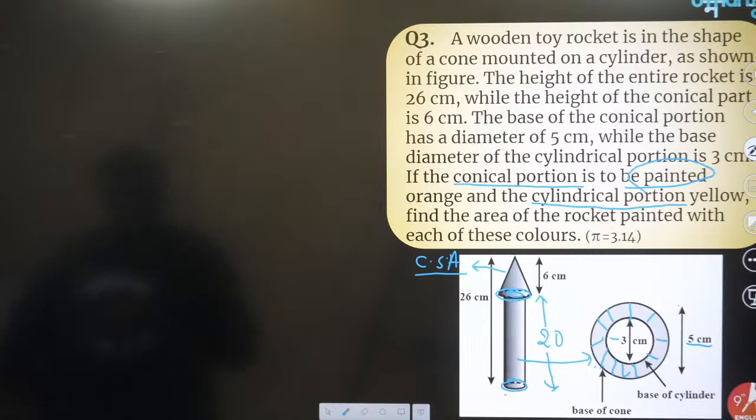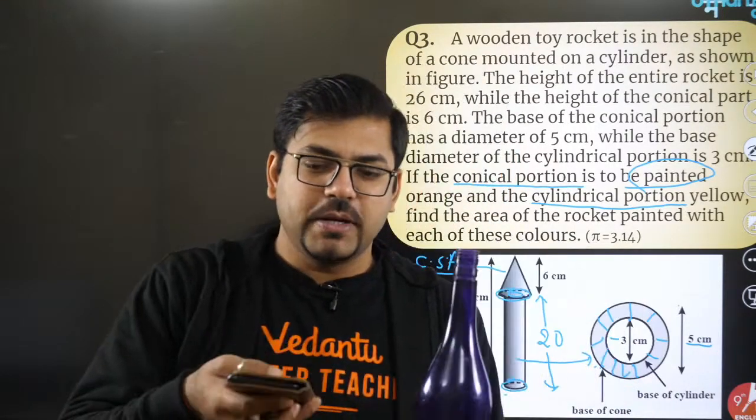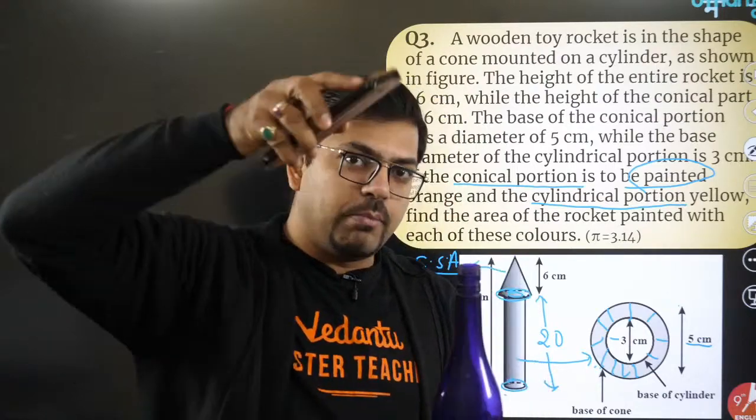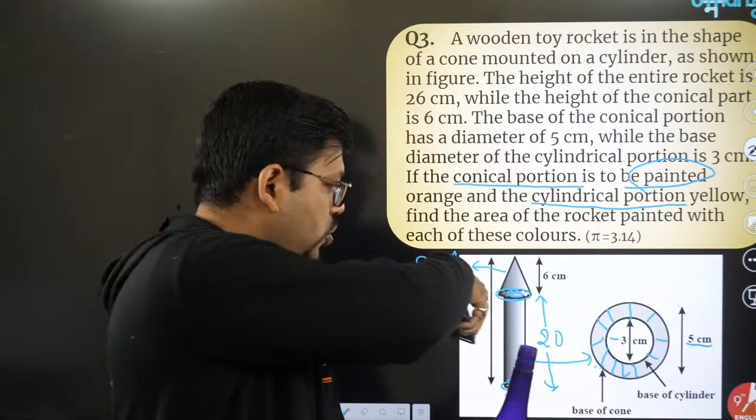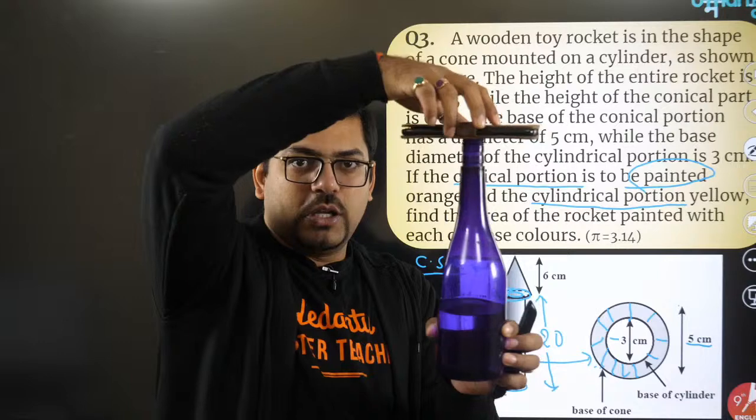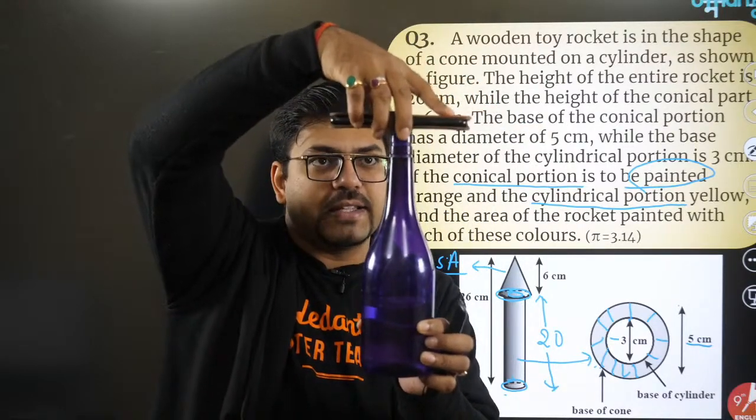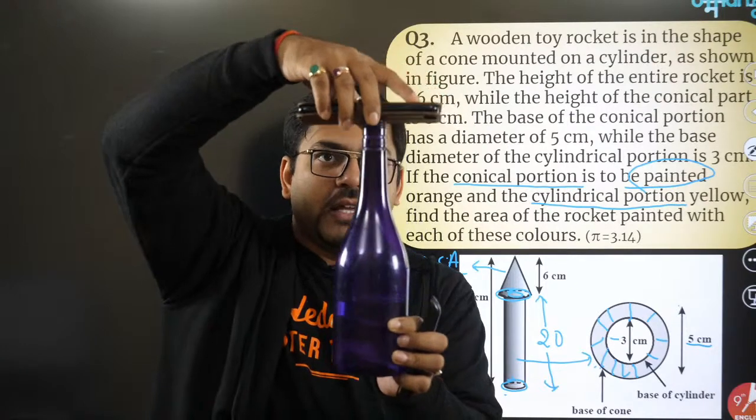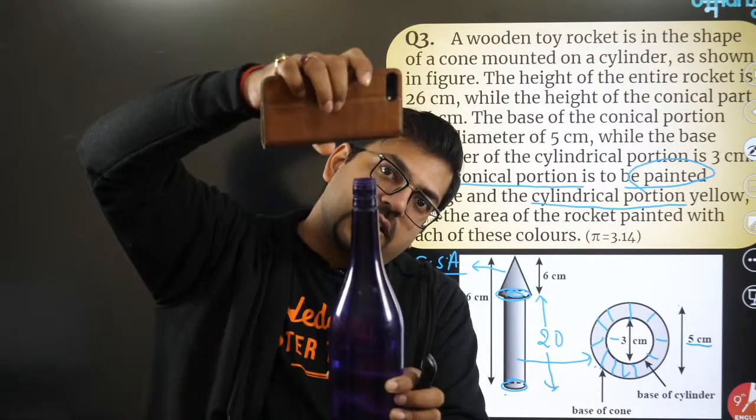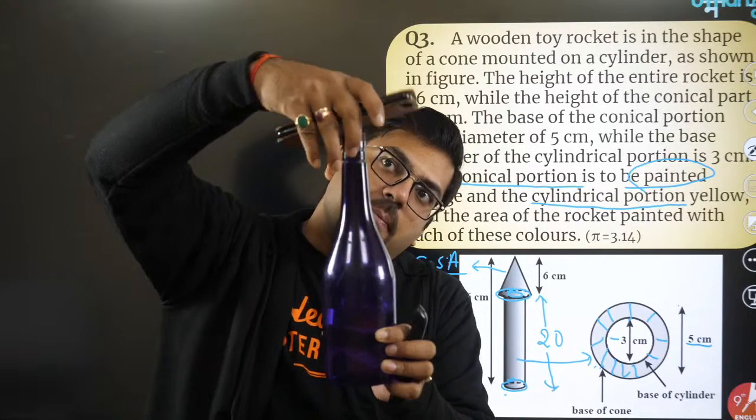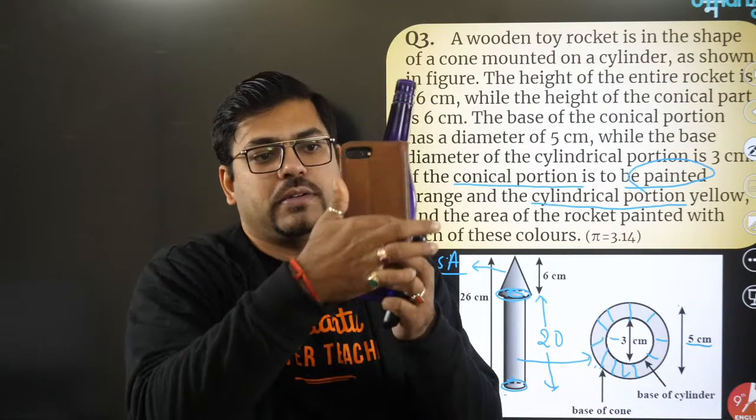Okay, wait. Let me bring my mobile. Say, for example, this is the base of the cone. So the cone is kept like this. Beta, if this is kept like this on the bottle, are you understanding that this much portion will be covered by the bottle, but the remaining portion is there.